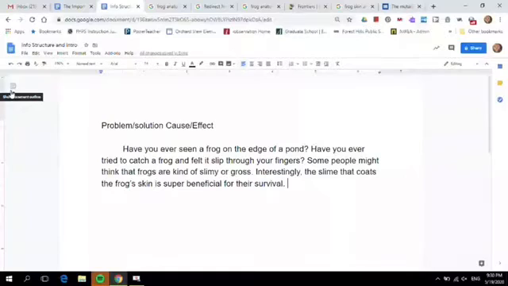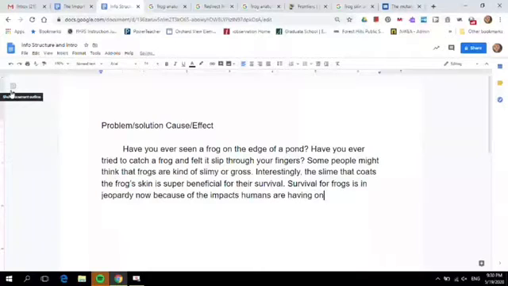You'll notice right there that I pulled out a fact or one of the ideas from my first section in my writing, which is about frog anatomy. So now I want to think about what is something from the middle section, which is more focused on environmental impacts. So I'm going to continue. Survival for frogs is in jeopardy now because of the impacts humans are having on the environment.